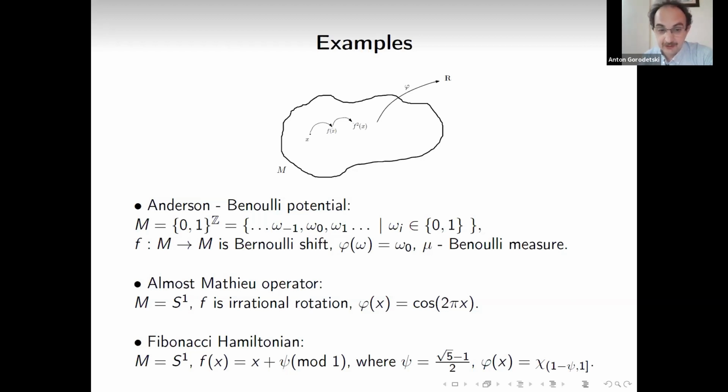Fibonacci Hamiltonian: you have again a rotation of a circle with a very specific rotation number. You have an observable which is just a characteristic function of a very specific interval. The reason why we want to use a very specific rotation and a very specific interval is because in this case the potential can also be generated by a substitution, the Fibonacci substitution, which mimics lots of properties of quasi-crystals in physics. Physicists use this model as a kind of playground to test lots of properties of quasi-crystals, trying to derive those properties from first principles, trying to solve the Schrödinger equation.